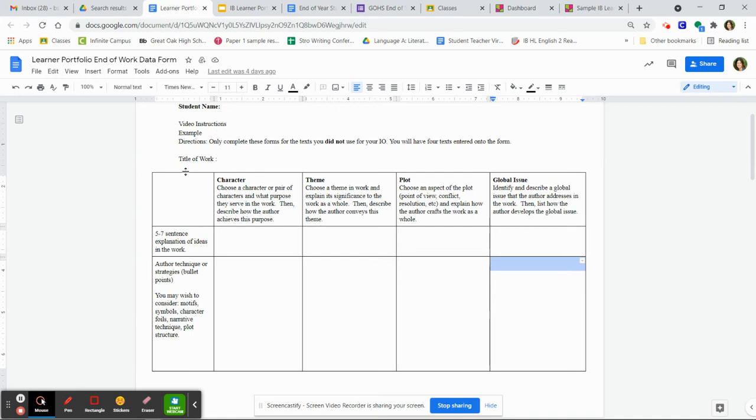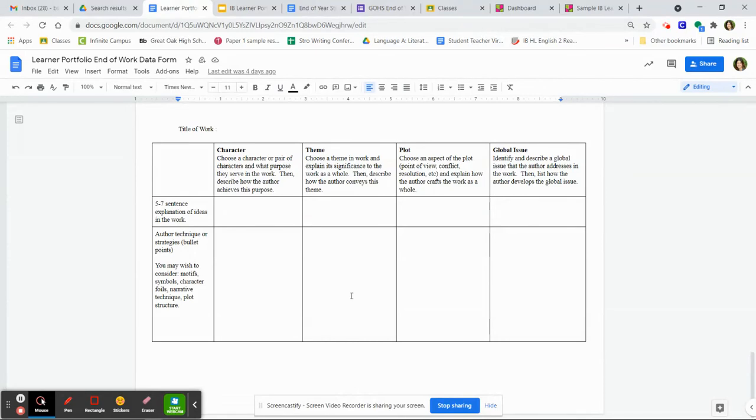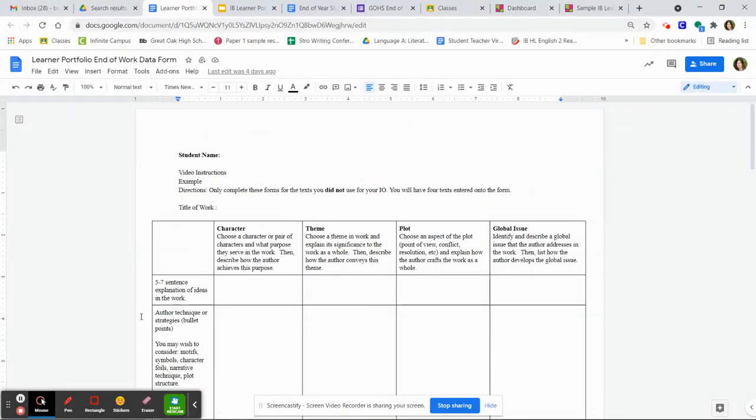Now remember, you're going to do this 4 times, so you'll write down the title of the work and the author at the top, and then you'll complete this for the 4 works that you did not do for your IO. And then you'll be submitting this either to Google Classroom or Canvas.